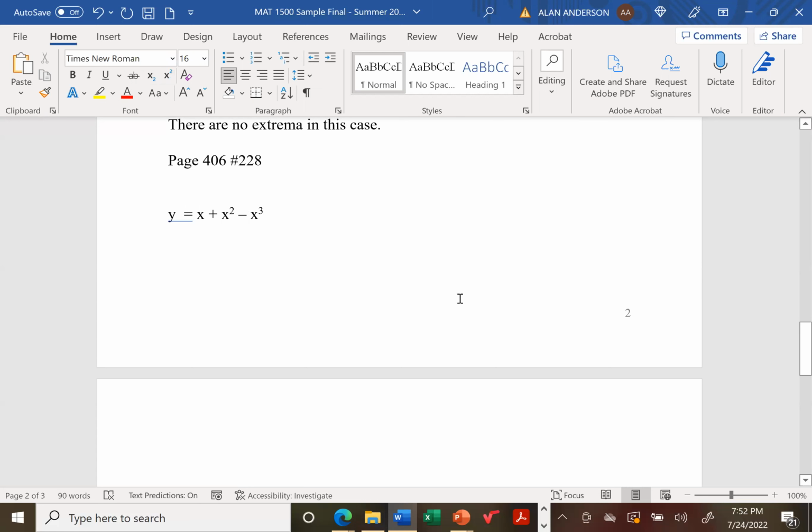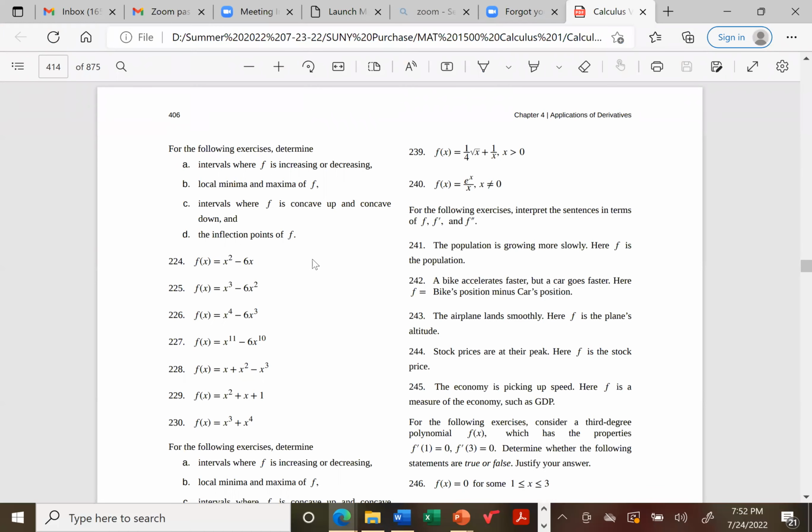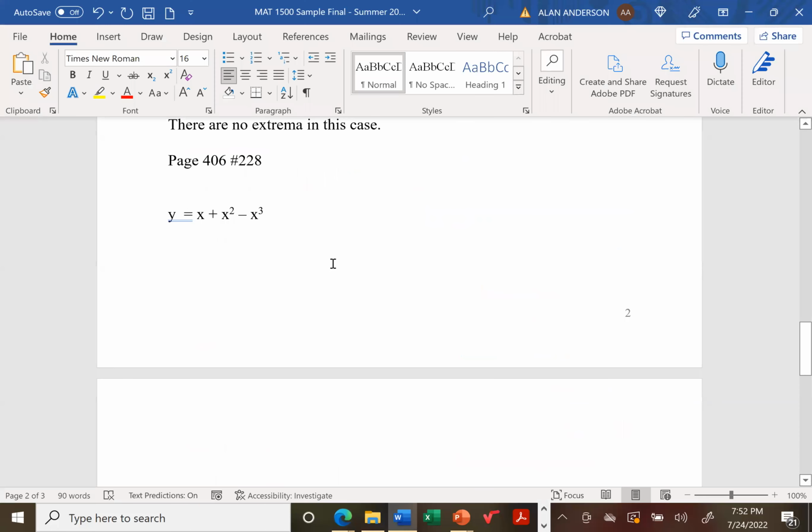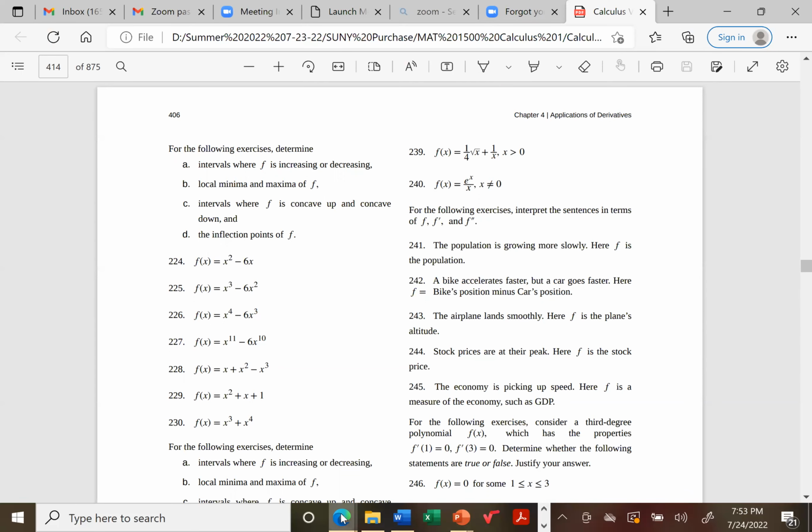And we're basically looking for several details. We need intervals where f is increasing or decreasing, local minima or maxima, intervals where it's concave up and down, and finally the inflection points. So we're basically going to need the first and second derivatives, and we're essentially trying to explain the behavior of this function. Okay, so let me go back to Symbolab.